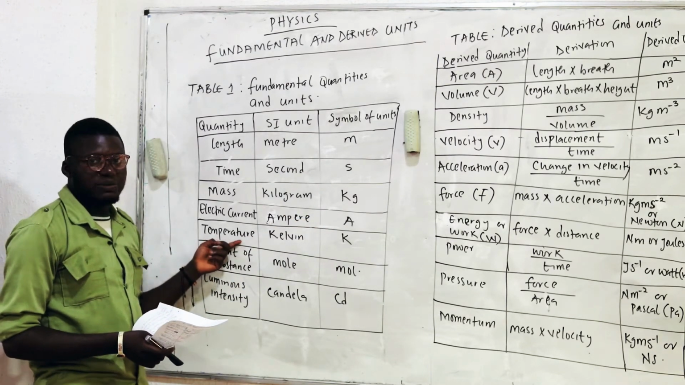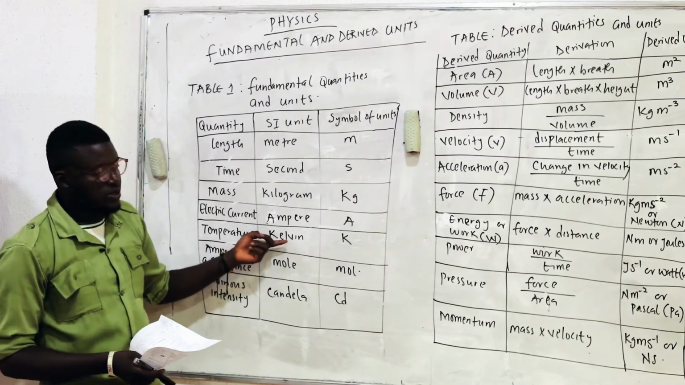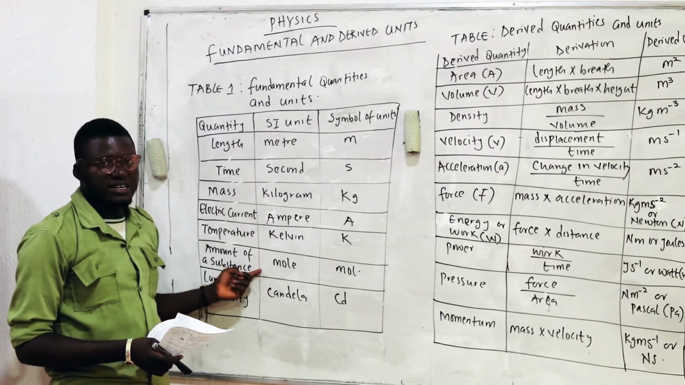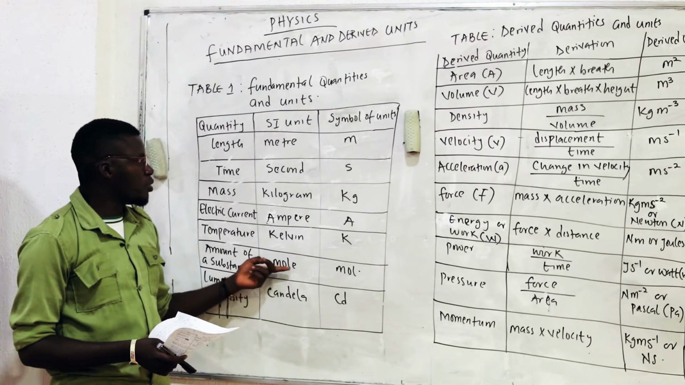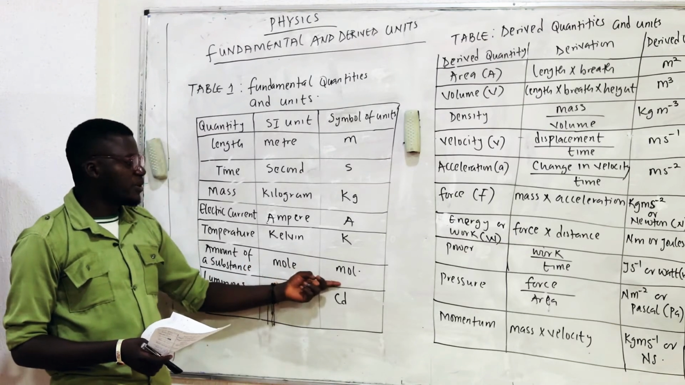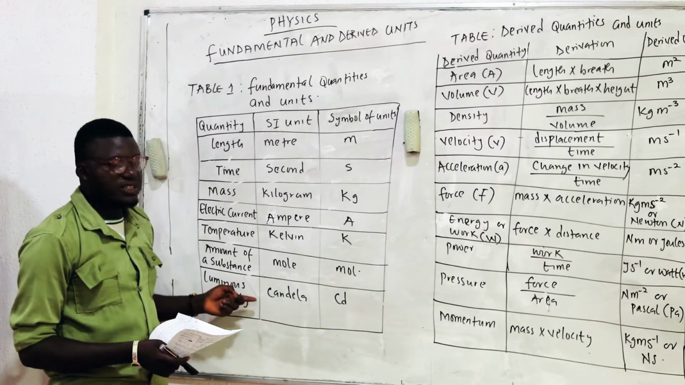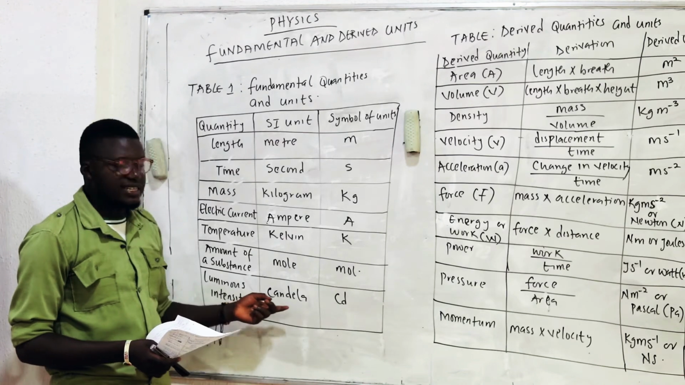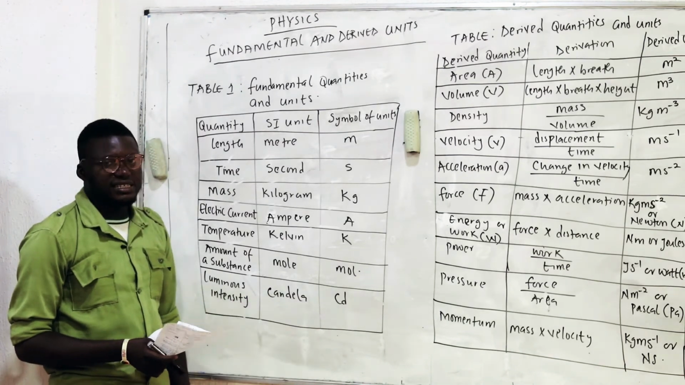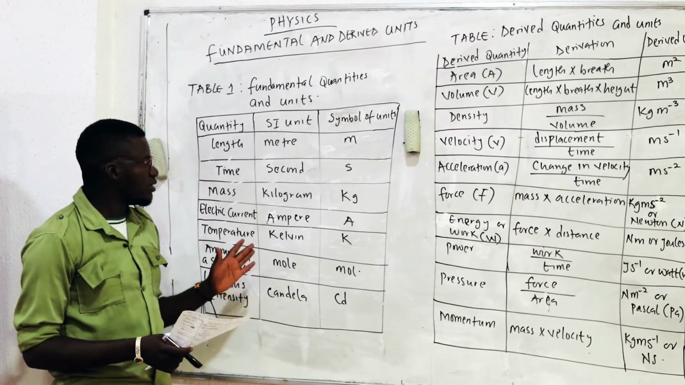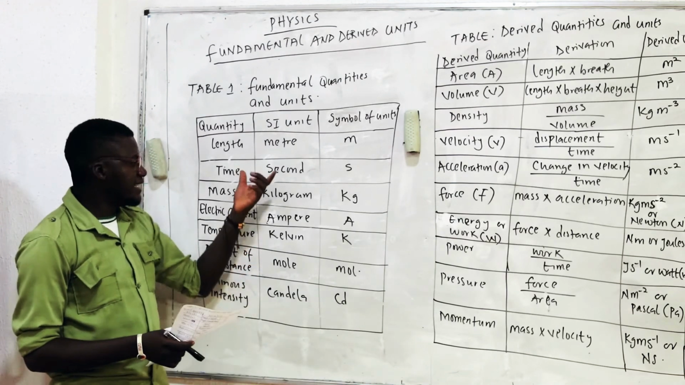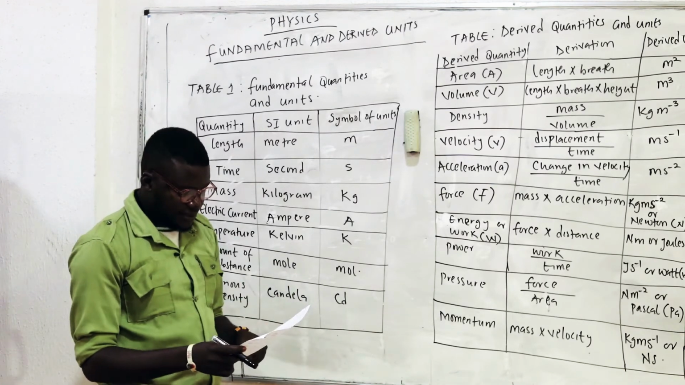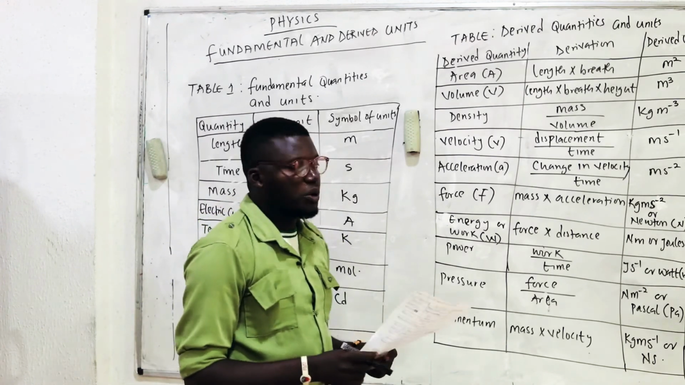Then I have temperature. Temperature is measured in Kelvin, that's the SI unit, and the symbol is capital K. Then I have amount of a substance, which is measured in moles, and the symbol is mol. Then I have luminous intensity. The SI unit for luminous intensity is candela, which is given as cd. All these 7 are fundamental quantities, and their units are called fundamental units. Moving from fundamental quantities, we are now going to derived units.